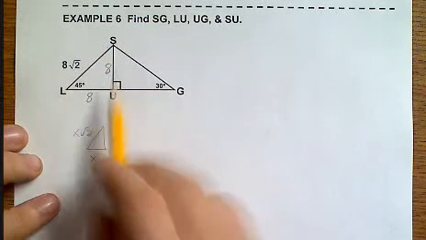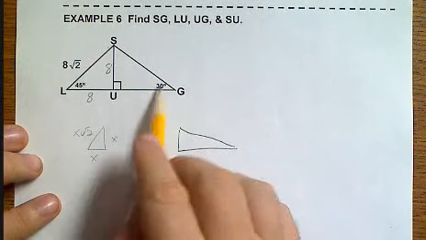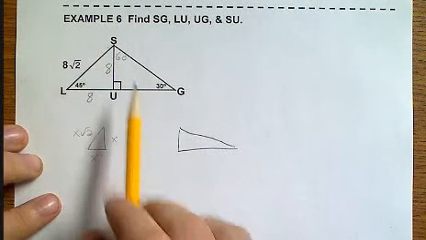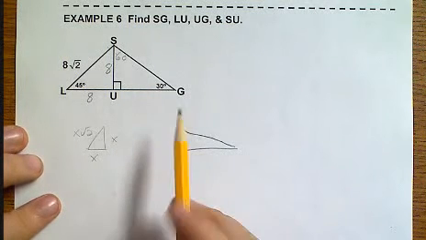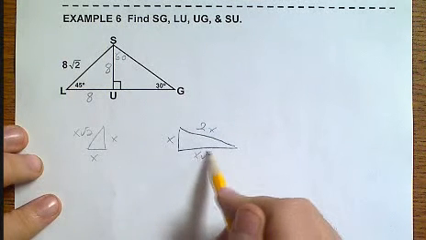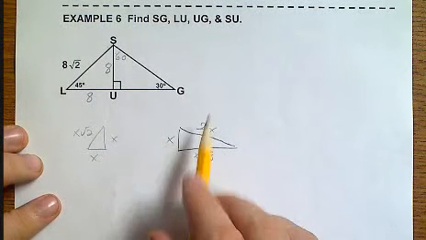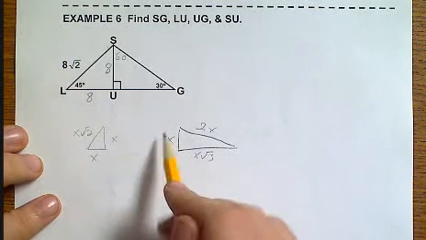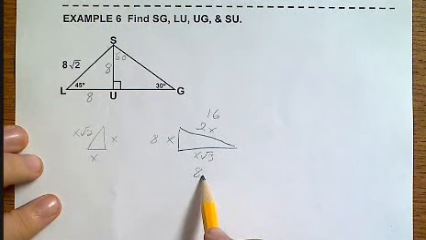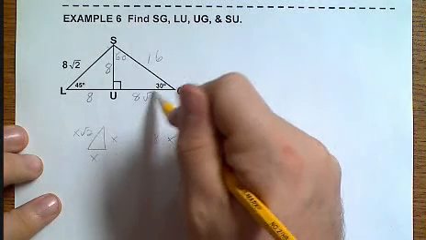Alright, well let's take a look at this one. Break it out. This is 30, which means that this one is 60, which means that this is x, this is 2x, and this is x on the square root of 3. Well, if this is 8, then 2 times 8 makes 16, and 8 times the square root of 3 makes 8 on the square root of 3. So that means this one is 16, this is 8 on the square root of 3.